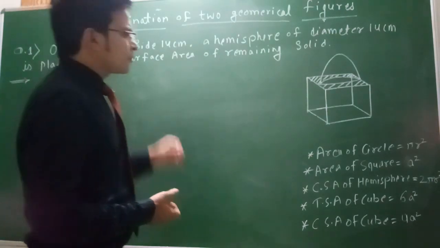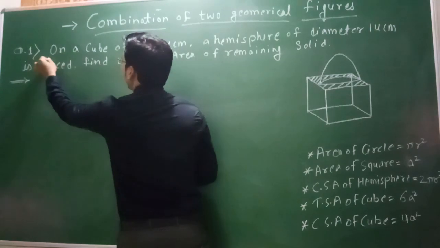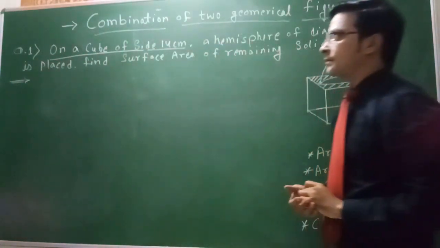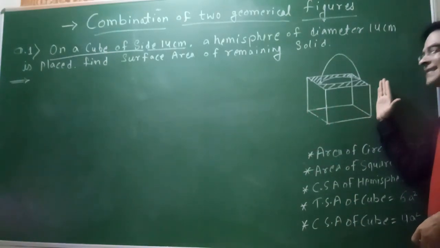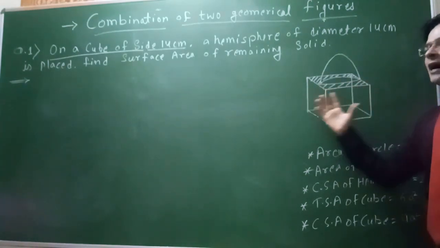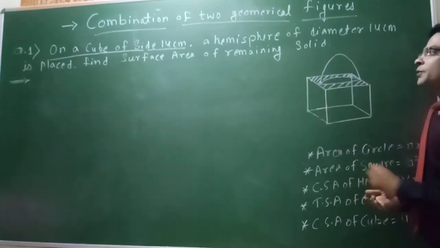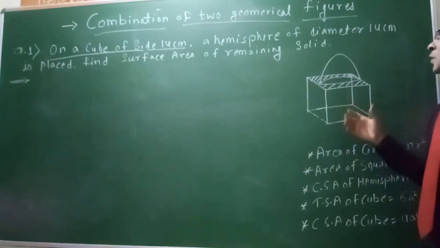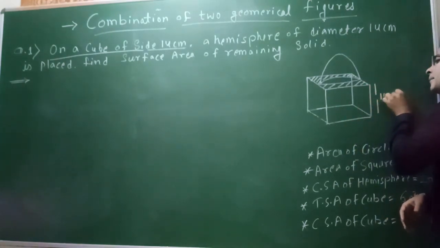So let us understand the question first. See, in this question, what is given? On a cube of side 14 centimeter. So there is a cube whose side is equal to 14 centimeter, and we know that the faces of a cube are made by squares. So all the sides of the cube should be equal because they are made by squares. So all the sides are equal to 14 centimeter.